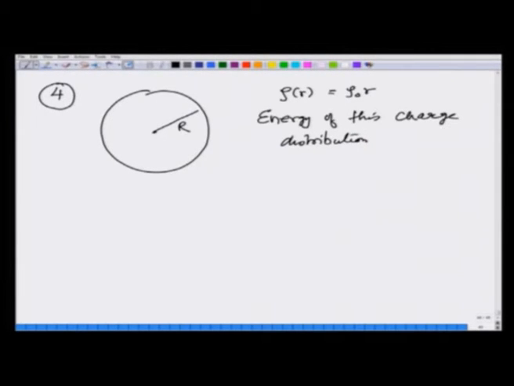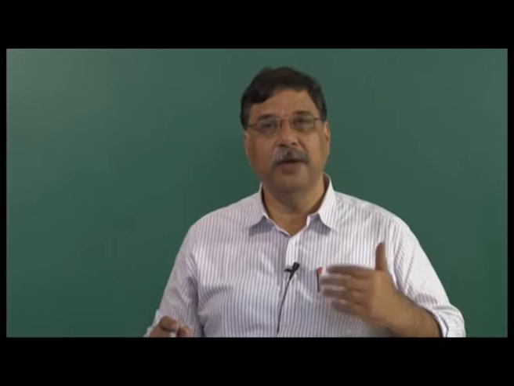So, I will think of assembling this charge as if I have a sphere of radius small r, and on top of it I bring a shell of thickness dr. Calculate the work done in this and let small r vary from 0 to capital R. That is how I will calculate the energy of this charge distribution.